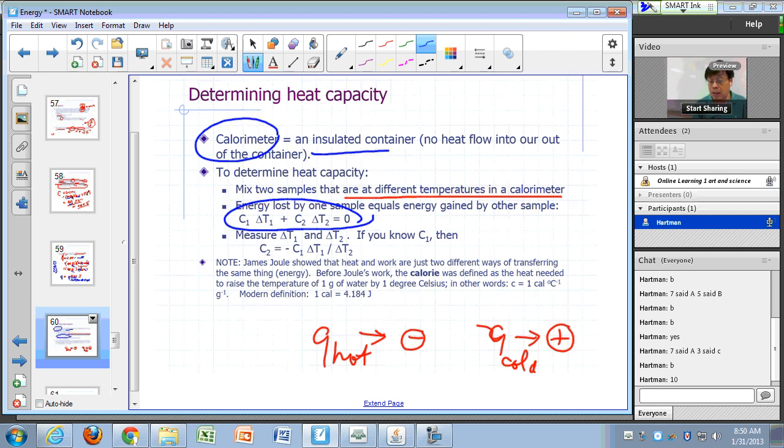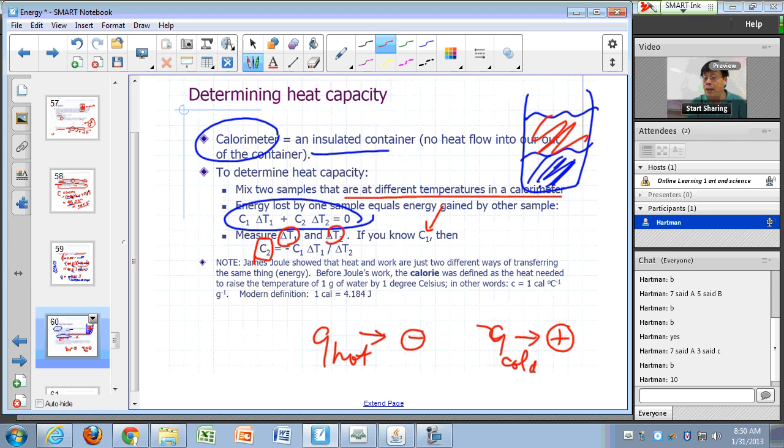So what you do is you mix two things. You can mix hot water and cold water. So you can have cold water and then you pour hot water into it and then you mix. You know the temperature of the cold and hot water before, and you measure the temperature after they mixed. So you can measure delta T1 and delta T2. If you know one of the heat capacities, you can figure out the other. So the whole idea behind this measurement is you have to know one first. And so we have to define that, that would be your reference, your standard.